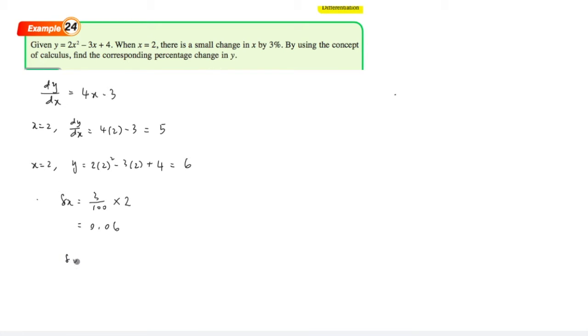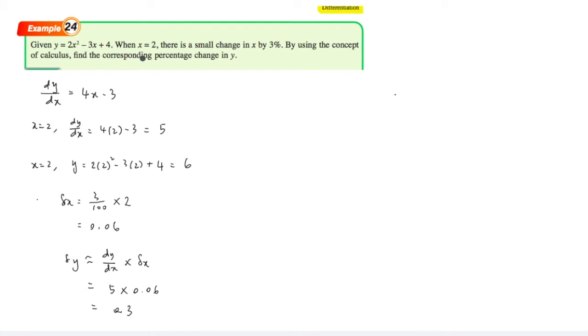Then you can find delta y. Delta y is approximately dy dx multiplied by delta x. Dy dx equals 5, delta x equals 0.06. So this is 0.3, delta y.